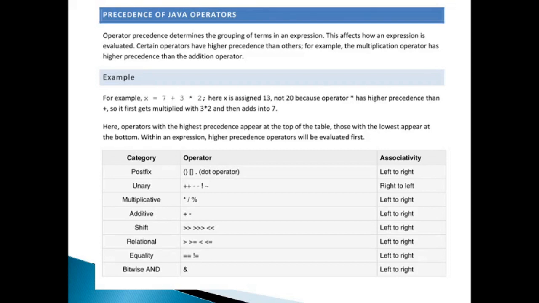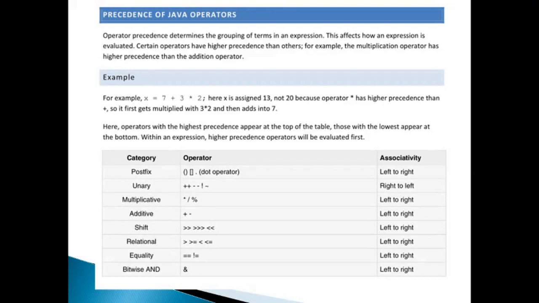This is also true in maths. When we evaluate an expression in maths, we follow the rule of BODMAS: brackets, of, division, multiplication, addition and subtraction. That is known as the precedence of Java operators, and it is used in Java for the purpose of evaluating a particular expression.